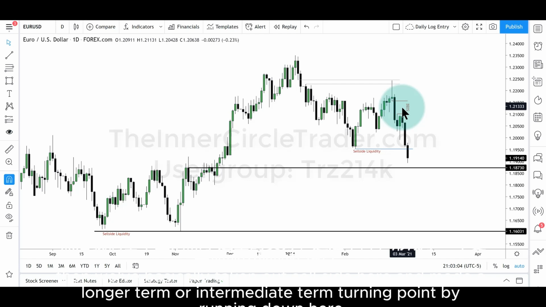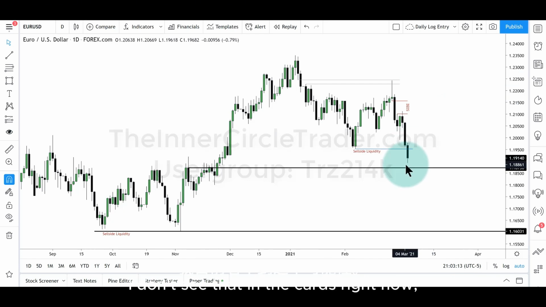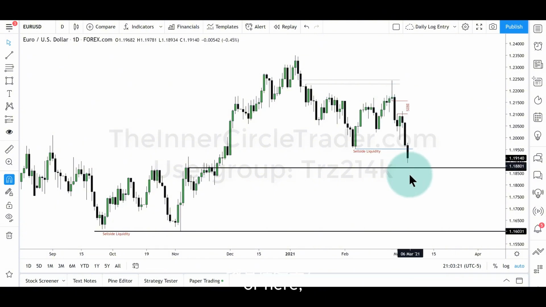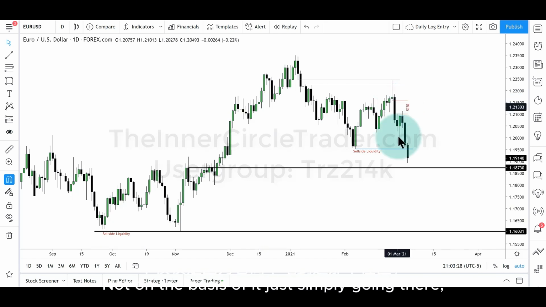If it does, then we've basically taken out sell side here and made a longer term or intermediate term turning point by running down here. I don't see that in the cards right now, but that would be the changing of my mind, if you will. Not plan B. It just means ICT was wrong about getting down to here or here, and we'd have to revisit the idea of going long after it does this. Not on the basis of it just simply going there, then we're long. No, it needs to create something else in addition to that.